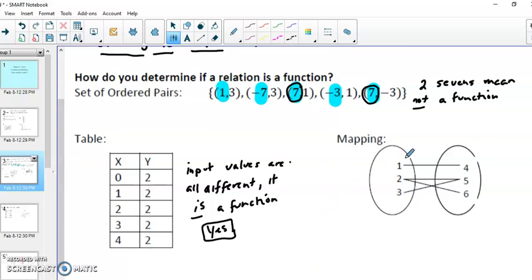Now let's look at this mapping. We have 1. There are different ways to explain this. So the 1 is okay, the 3 is okay. The problem is the 2. Because 2 goes to 5 and 6, this is no, not a function, because the 2 has 2 output values.